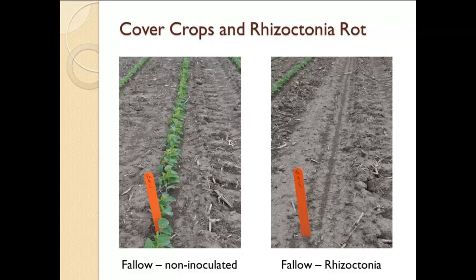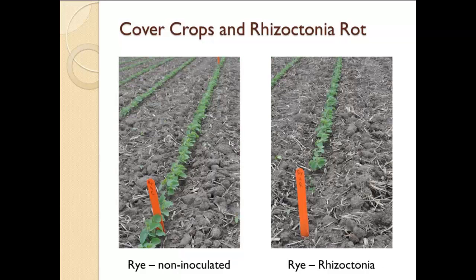And so here, in the first year of the study, we saw some pretty dramatic results. The picture on the left is the fallow where we didn't put a cover crop in and then planted soybeans. The one on the right is the same thing, except we inoculated it with the pathogen Rhizoctonia solani that causes Rhizoctonia root rot. And you can see that we had a very high level of seed mortality, and very few plants actually came up where we put the pathogen into the soil.